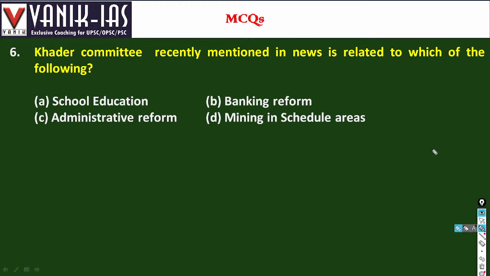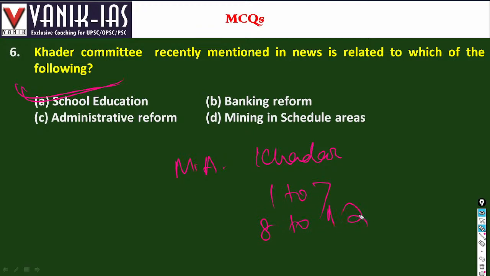Khader committee, recently mentioned in the news, is related to which of the following? Khader committee has recommendations regarding school education. That is the MA Khader committee. It has recommended the primary section to comprise classes 1 to 7, and the secondary section to comprise classes 8 to 12. One more thing is that the school timing should be from 8 a.m. to 1 p.m.